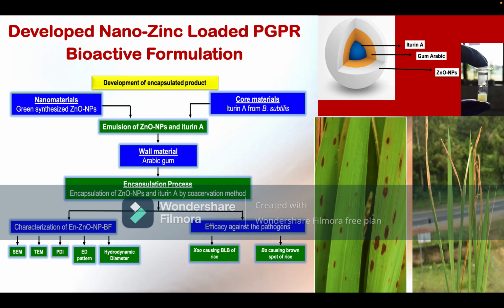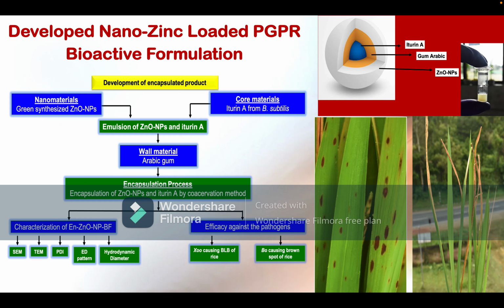Recently, we developed a zinc-loaded PGPR bioactive formulation. Here, for the bioactive formulation, we have chosen Bacillus subtilis as the source of the bioactive compound, that is ethylene. These were combined and we formed a nano zinc-loaded PGPR product. And this product showed very good effect against pathogens like Drechslera oryzae as well as Xanthomonas campestris pv. oryzae, causing brown spot of rice as well as bacterial leaf blight of rice respectively.